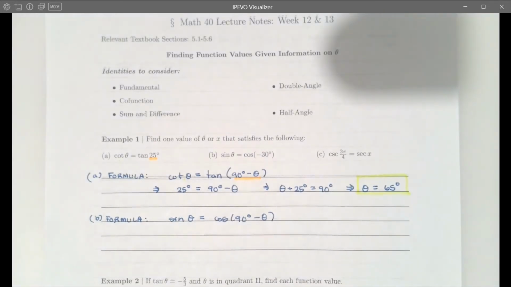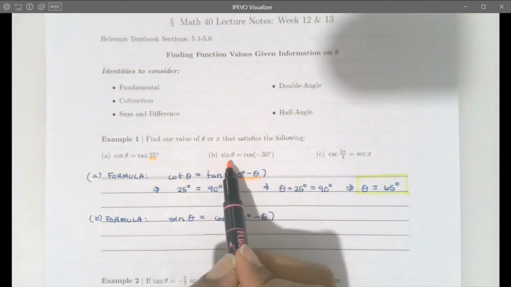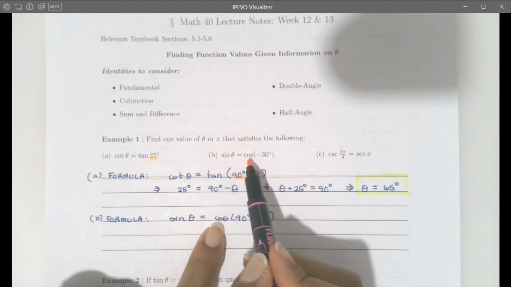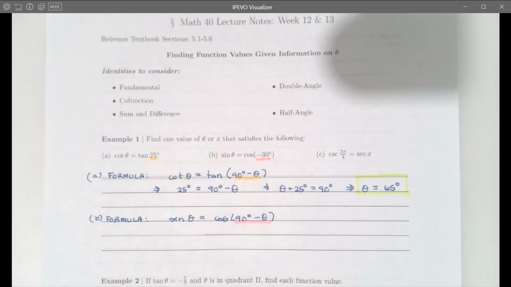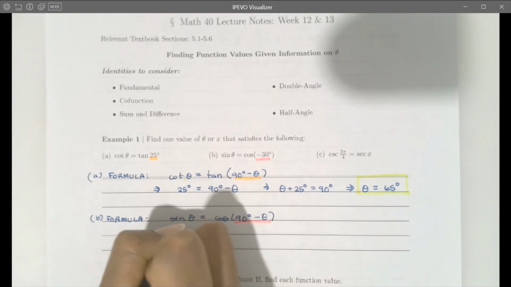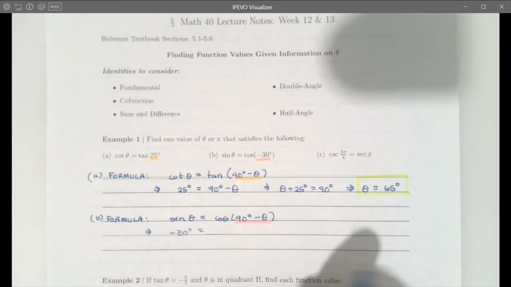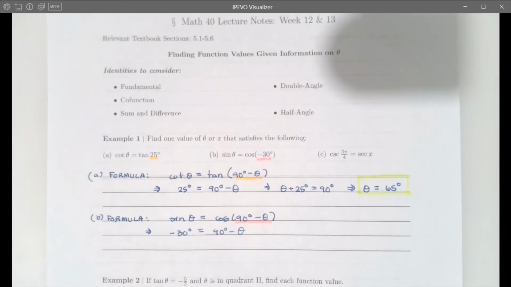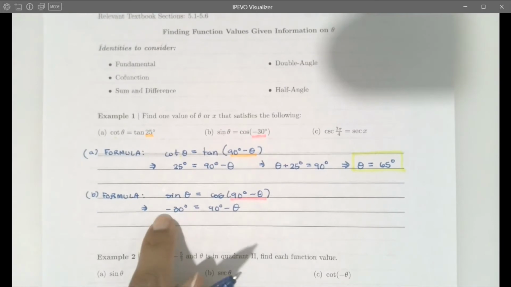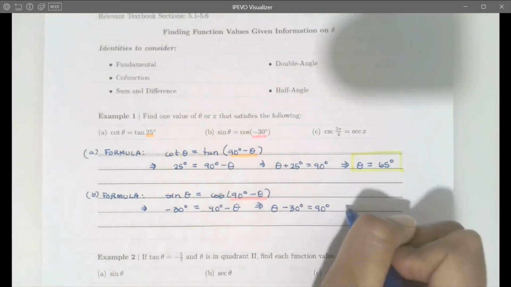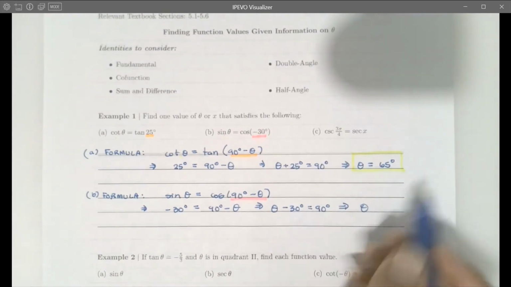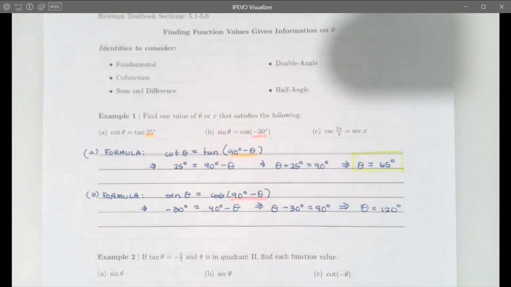Okay, so again we compare against the expression that we have. We have sine theta, so that's the left-hand side, is equal to cosine of negative 30 was given to us, and we're trying to match it to the formula. So we have to match the negative 30 to the 90 degrees minus theta. Okay, so that means we have negative 30 degrees is equal to 90 degrees minus theta. Okay, and again, we just solve for theta at this point. That means adding the theta to both sides, which is going to give us theta minus 30 degrees is equal to 90. And finally, add 30 to both sides of the equation to give us 120 degrees.